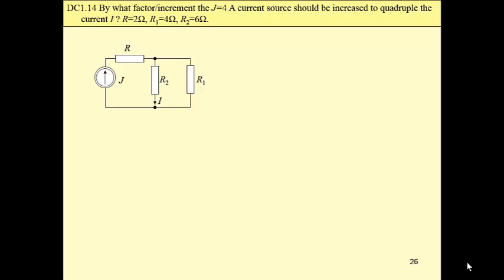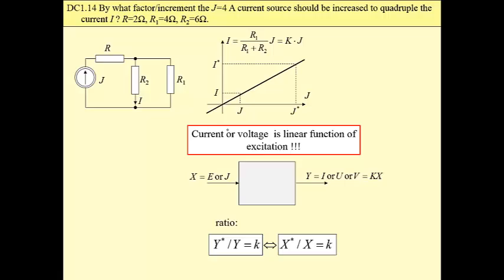In this problem we will study a relationship between circuit input excitation, in our case it is a current source, and circuit output, in our case it is current. This relationship is linear. A current or voltage is a linear function of excitation.